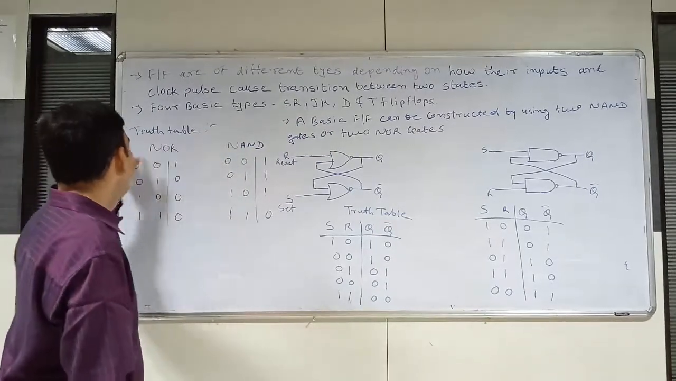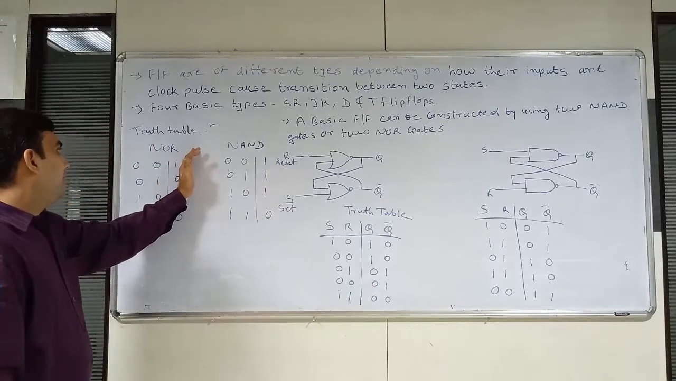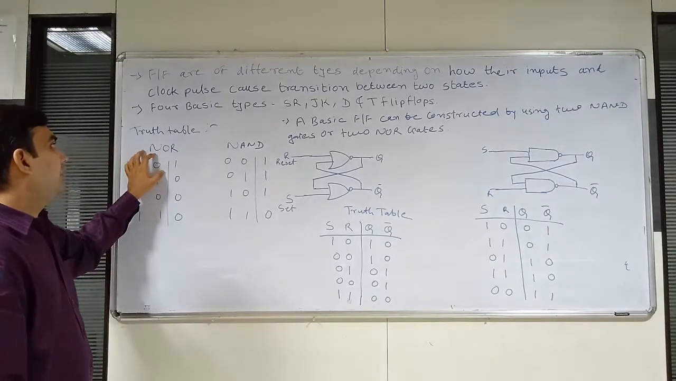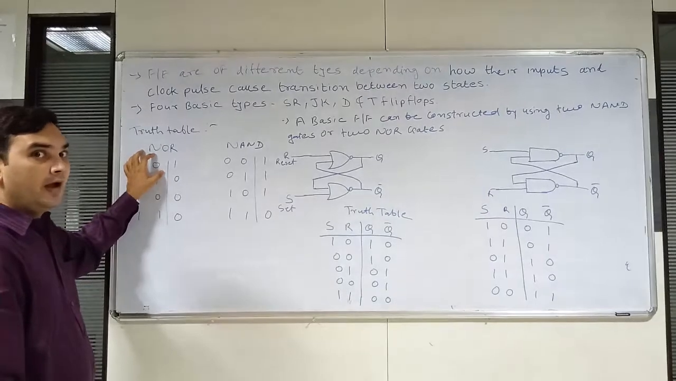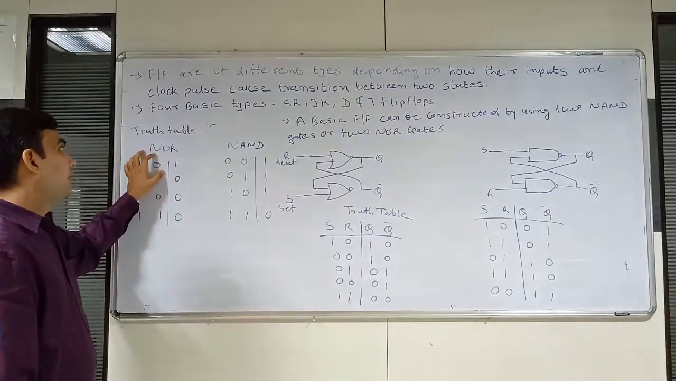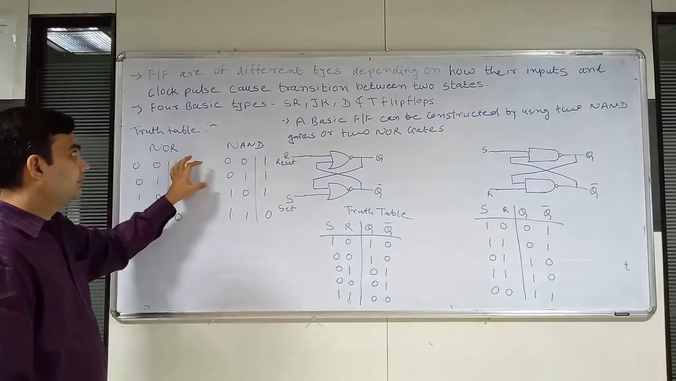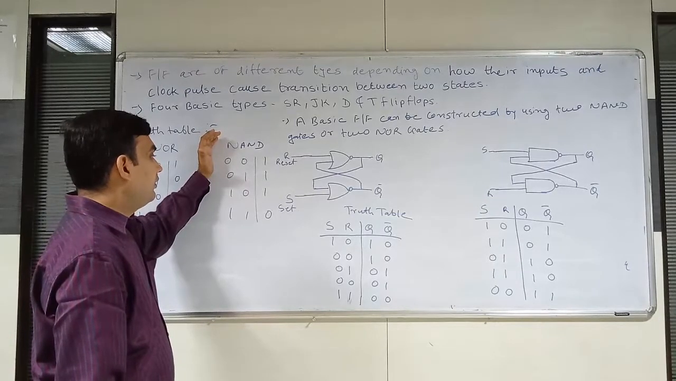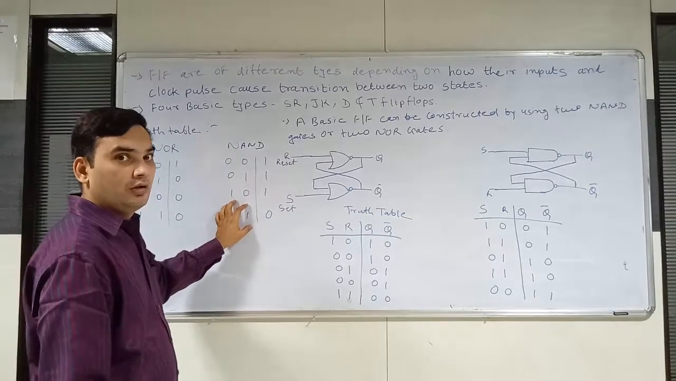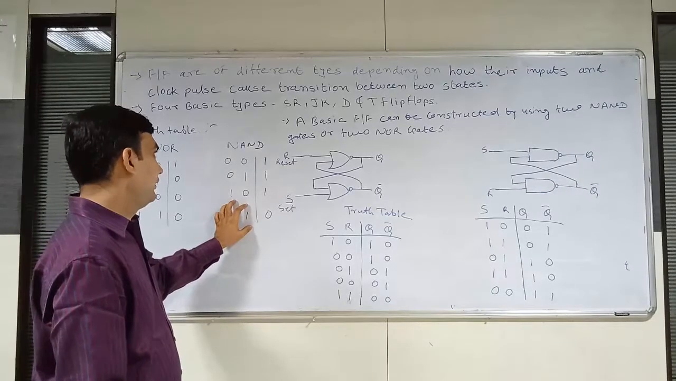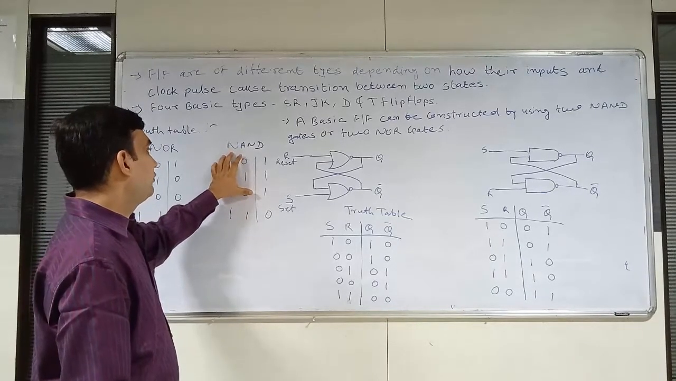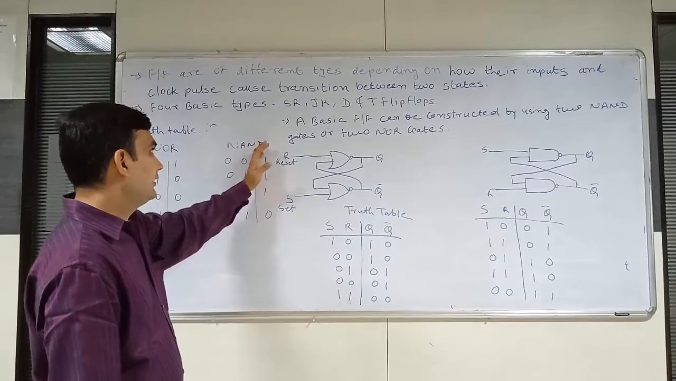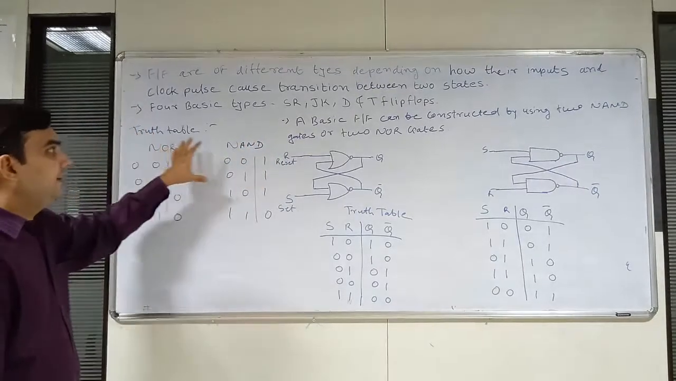In the NOR truth table, we get a high output, a 1, only when both inputs are low, or both inputs are 0. In the case of a NAND gate, we get a 0 output only when both inputs are 1, or both inputs are high. If any of the inputs is 0, then our output will be high, that is 1. Understand? This is the truth table of NOR and NAND gates.